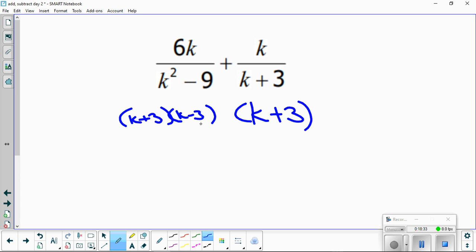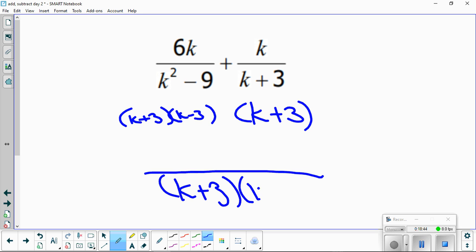Okay, so my denominator has to have a K plus 3 in it and a K minus 3 in it. This guy is totally good. He's got everything he needs.